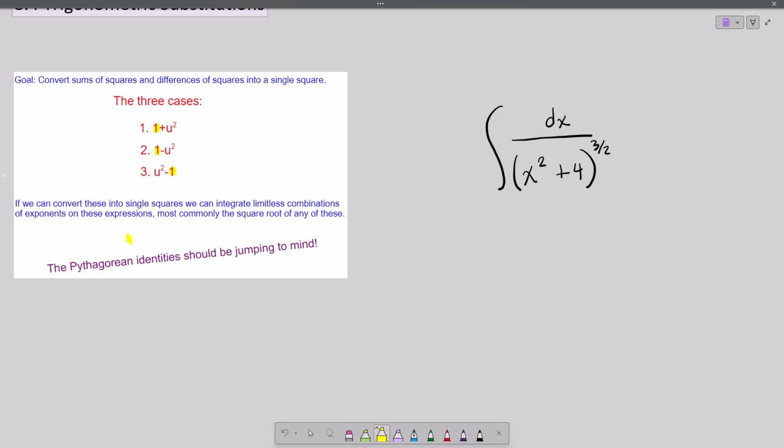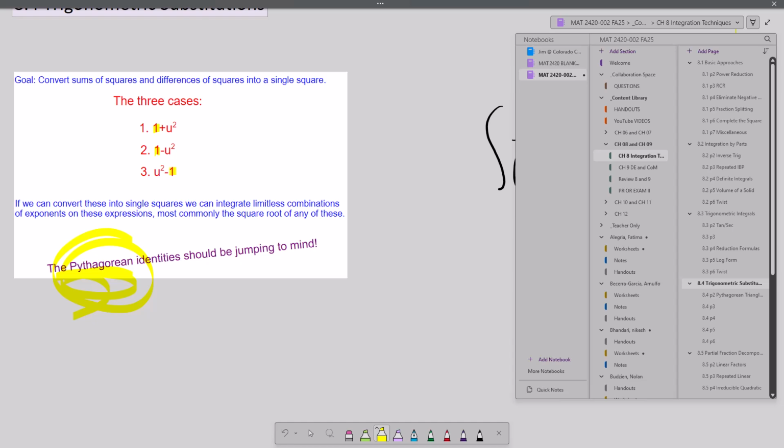And you should be thinking Pythagorean theorem, right? When you see sums and differences of squares, especially with a 1, you should be thinking Pythagorean theorem. Sine squared plus cosine squared is 1. And you can rewrite that so that sine squared is 1 minus cosine squared, or cosine squared is 1 minus sine squared. So all those Pythagorean identities should sort of be close at hand.